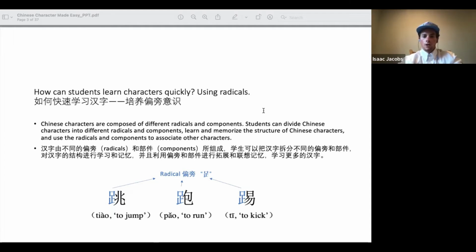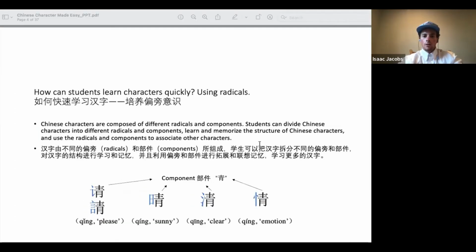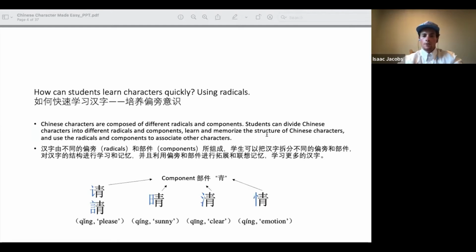For example, the three characters tiao, jump, pao, run, and ti, to kick, have the same radical, the blue part, and the meaning of these three are related to the movements of the feet. These characters can be linked to better learn and memorize. The component on the right of the four Chinese characters, qing, meaning please, qing, sunny, qing, clear, qing, emotion, are the same. These four characters have similar pronunciation, and they can also be linked to better learn and memorize.